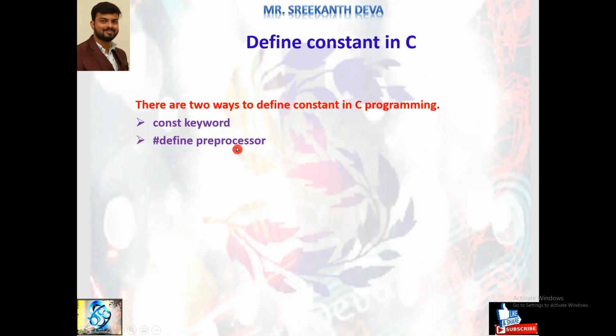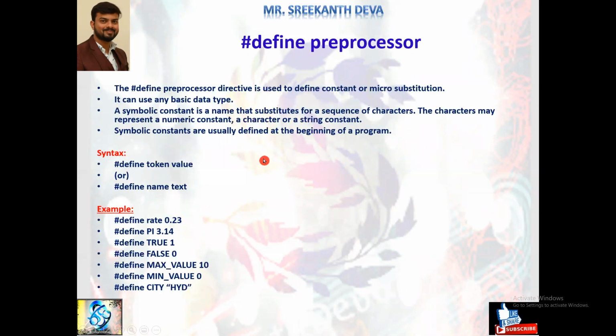In this session, we are discussing another way to define constants in C language using the #define preprocessor. The #define preprocessor directive is used to define a constant or macro substitution. It can use any basic data type.